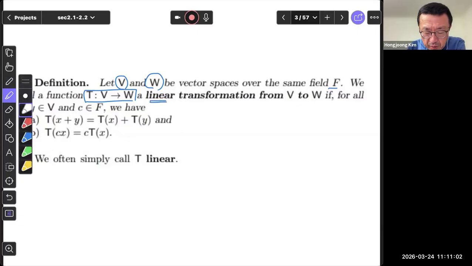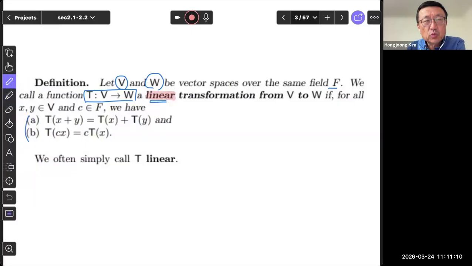This is important. We say the function mapping is linear if it satisfies these two properties. For any vectors x and y in V, T of x plus y will be the same as T of x plus T of y. And when I consider a scalar multiple c times x, T of c times x will be the same as c times T of x.